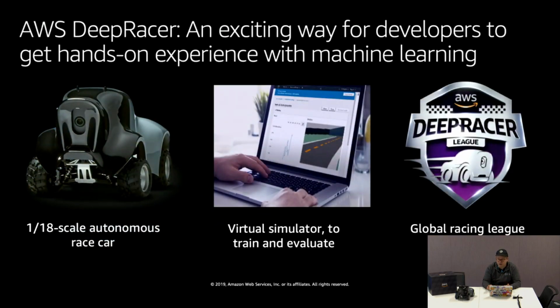And so what DeepRacer is, is a car, which I have next to me. I'm not sure if we can see that on the... yes we can. I can see that now. So we have a car which is like a remote control car, which has got an Intel based computer on there, and a camera, and we use that in our physical races. But on top of that, we also have a virtual simulator on which we train and evaluate a model before putting that onto the car. And then on top of that, we have global racing leagues.